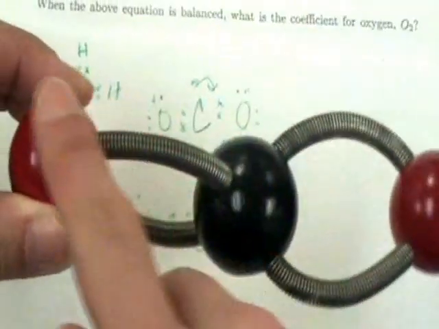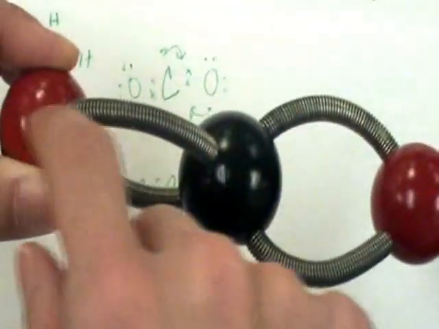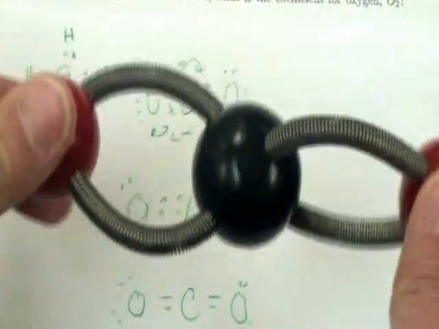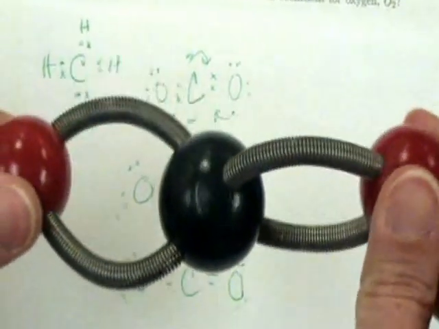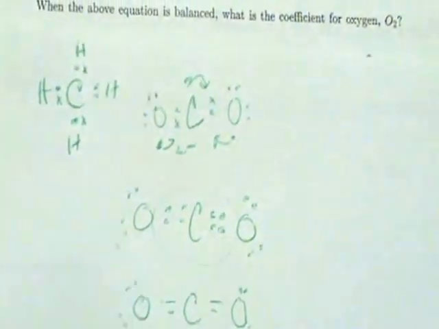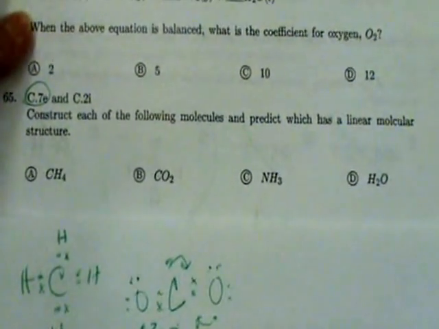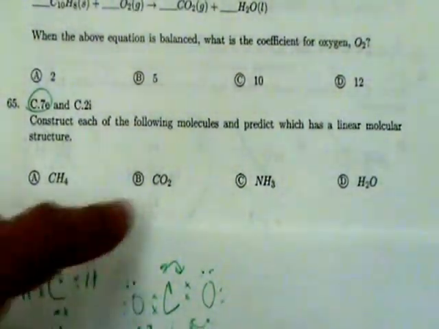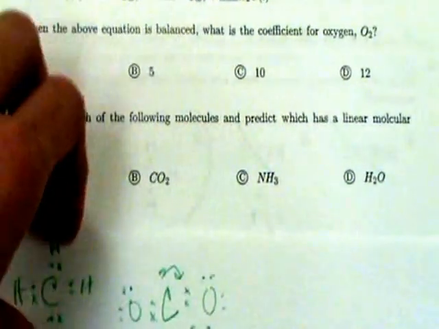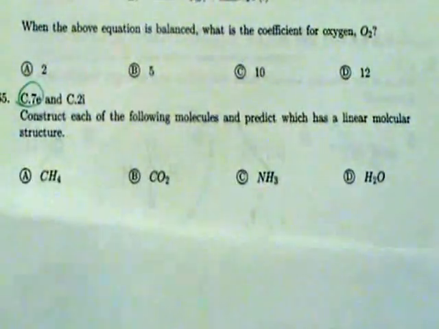If you notice, all of these atoms are in a straight line. So in this case, your shape here is linear. To answer this question, the question asks which one is going to be linear, and of course it's CO2. But let's look at these other shapes. Let's look at NH3.